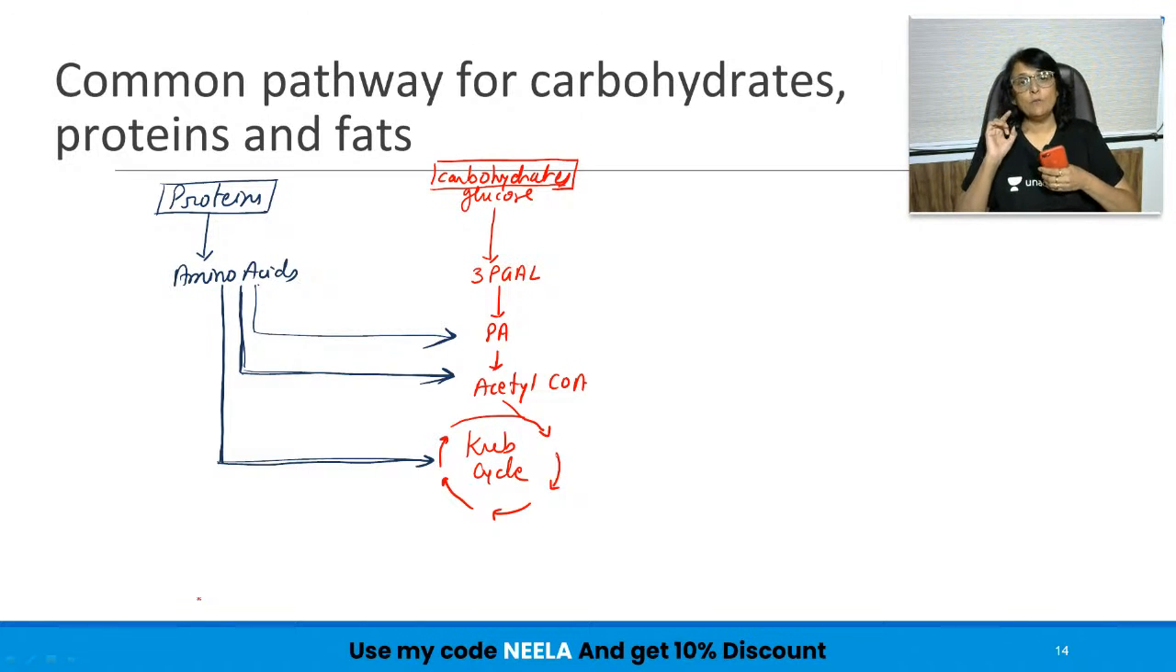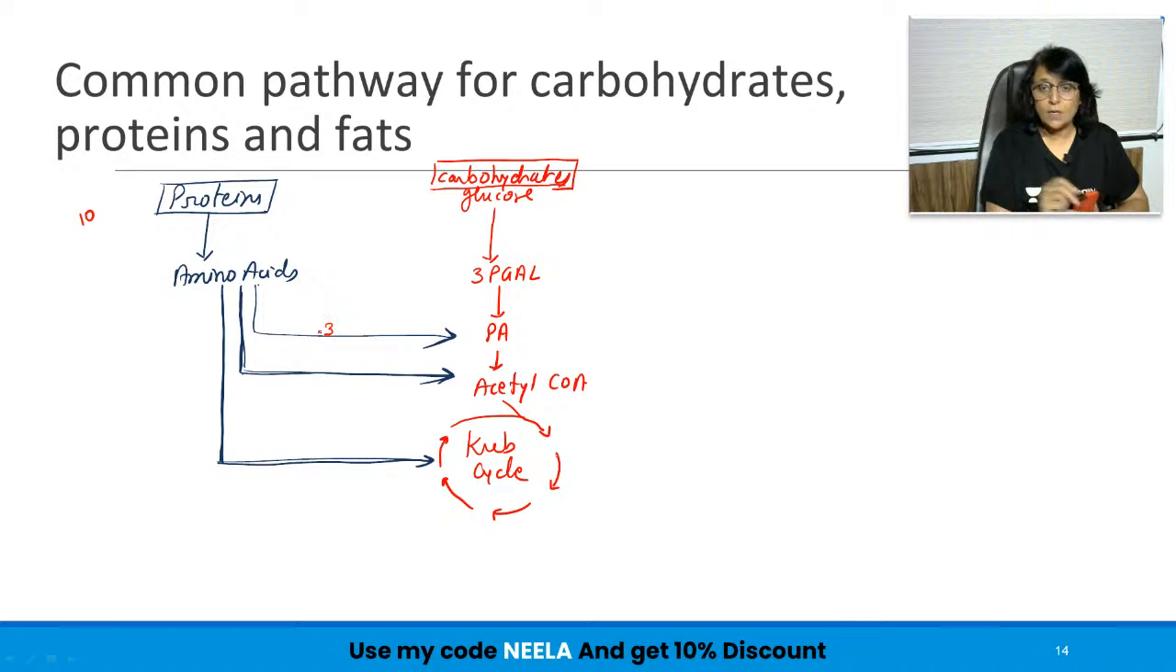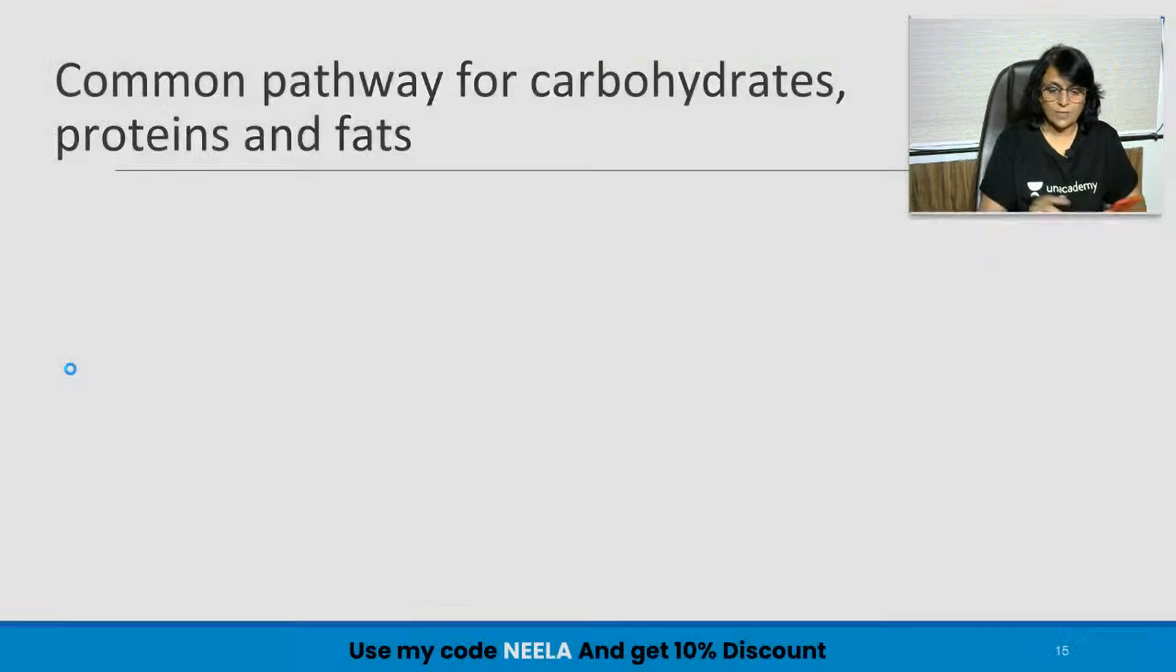So I have given you a question. There is a protein which has 10 amino acids. 3 amino acids are joining here and 7 are joining here, right? Can we calculate the ATPs which we get from this protein molecule? If one amino acid joins at pyruvic acid, what will happen? Let us go to the next one.